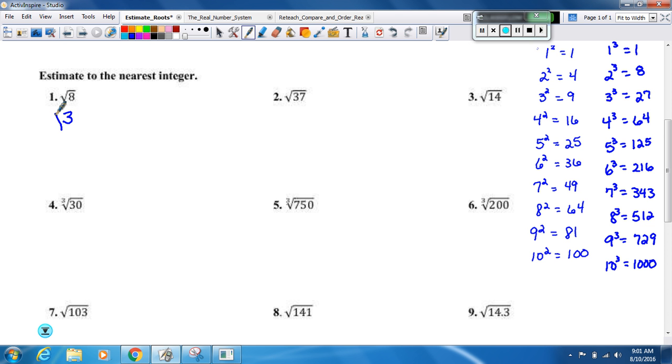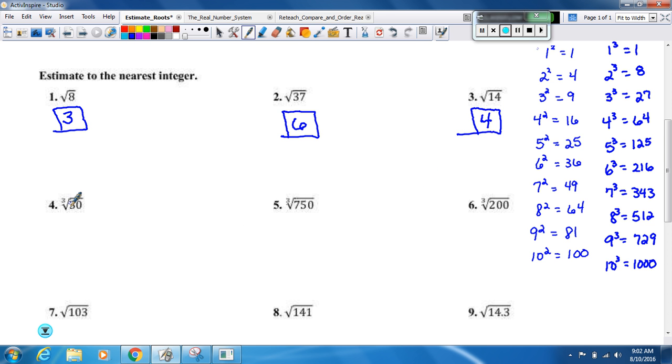That is estimating. For 37, it's a square root of 37, so I look at my squares. 37 falls between 36 and 49. It's closest to 36. The number in front of the exponent is your answer, 6. 14. 14 falls between 9 and 16. It's closer to 16. The number in front of your exponent is your answer, 4.